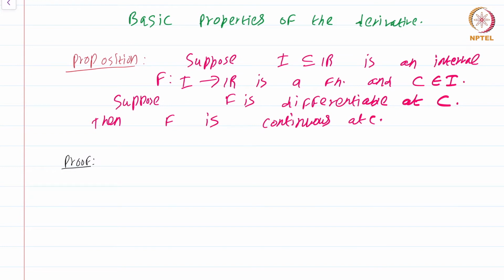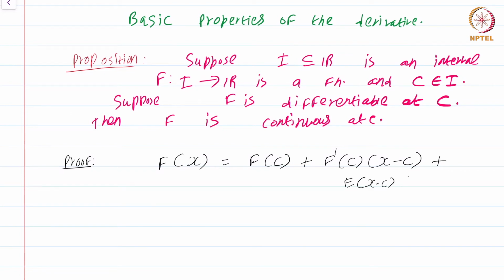Let's consider how the second interpretation of the derivative, as a good linear approximation, allows us to prove this quickly. Let's see how it does that. We know that f of x is equal to f of c plus f prime of c into x minus c, plus this error term of x minus c into x minus c.